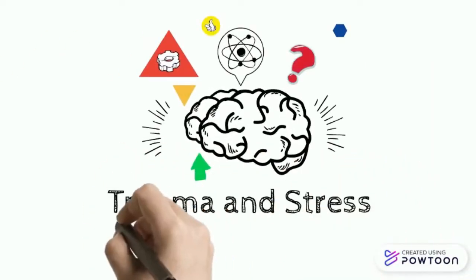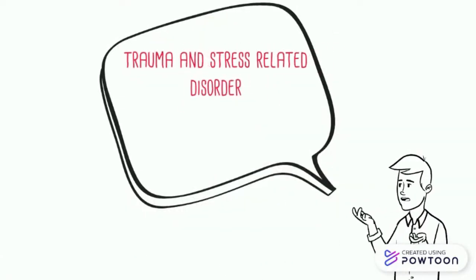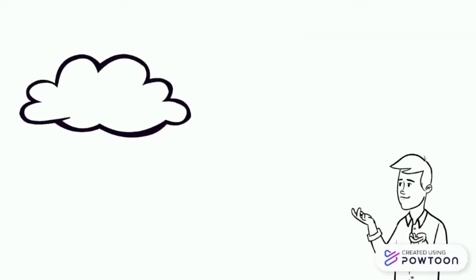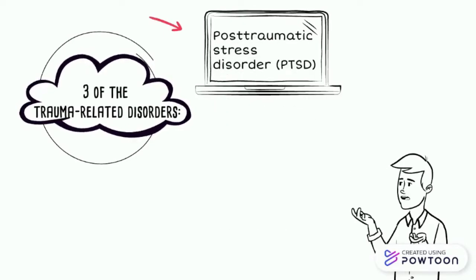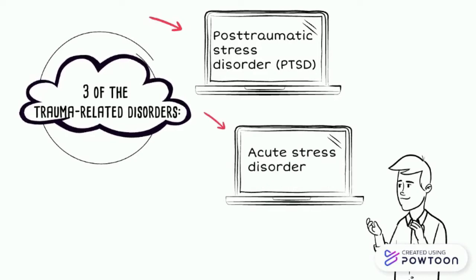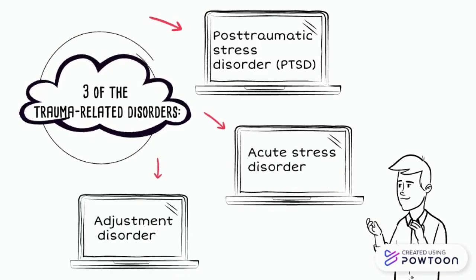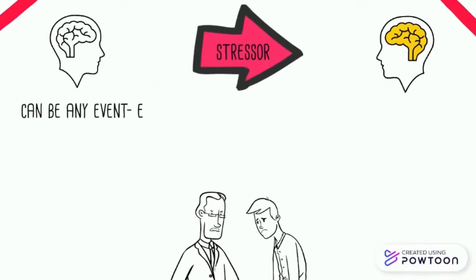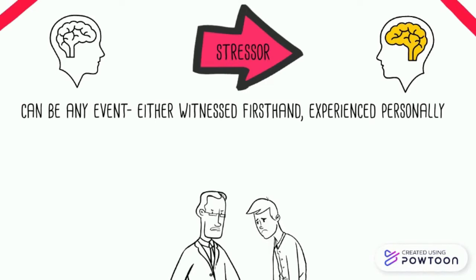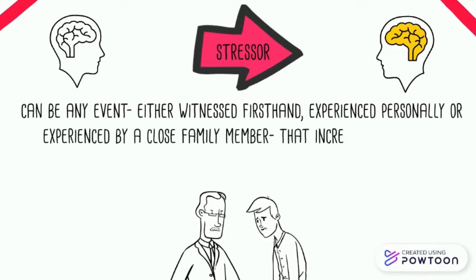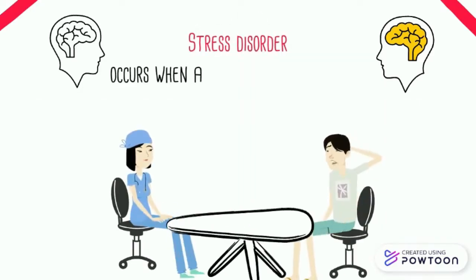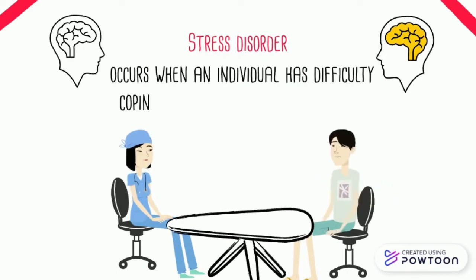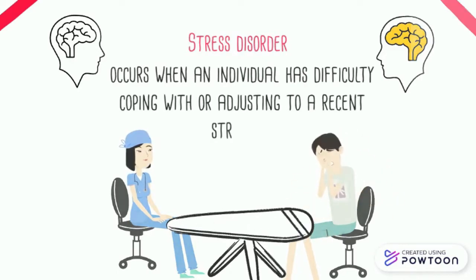Trauma and stress-related disorders. Trauma and stress-related disorders involve exposure to a traumatic or stressful event. Three of the trauma-related disorders are post-traumatic stress disorder or PTSD, acute stress disorder, and lastly, adjustment disorder. A stressor can be any event either witnessed firsthand, experienced personally, or experienced by a close family member that increases physical or psychological demands on an individual. A stress disorder occurs when an individual has difficulty coping with or adjusting to a recent stressor.